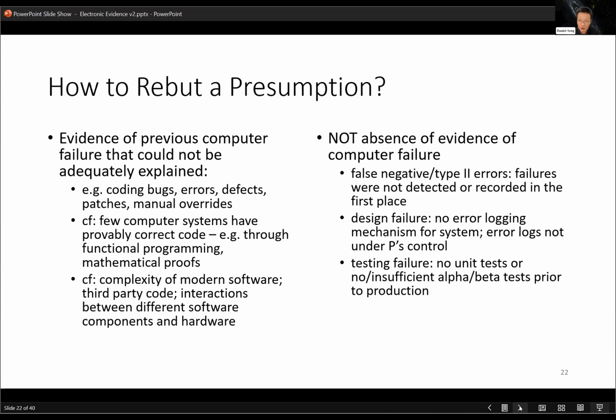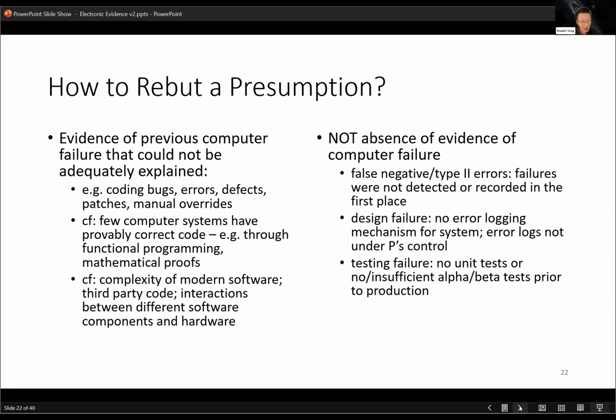This could be, for instance, by way of evidence of previous computer failures that could not be adequately explained, suggesting, for instance, coding bugs, errors, defects, manual overrides. And this raises the point that Stephen made, which I think is to be amplified again and again, that there are very, very few computer systems that have provably correct code. No matter how you think about it, computer code is one of the most complex systems ever engineered by human beings.